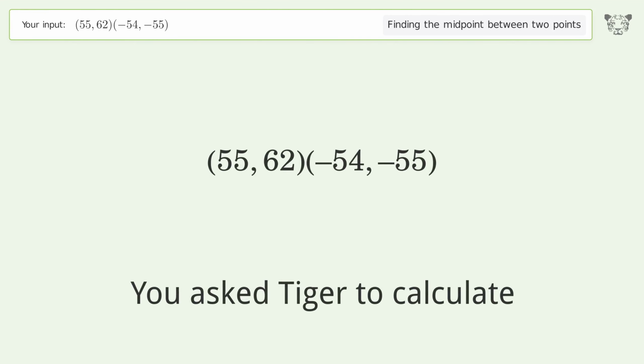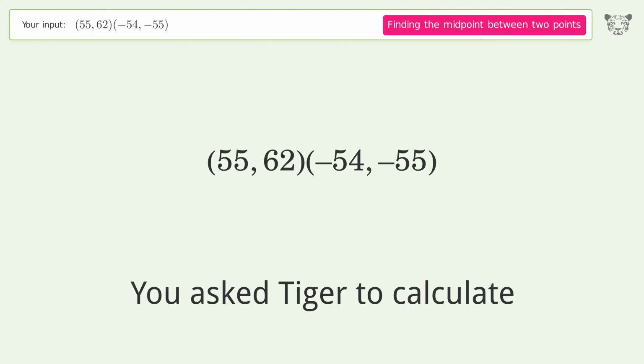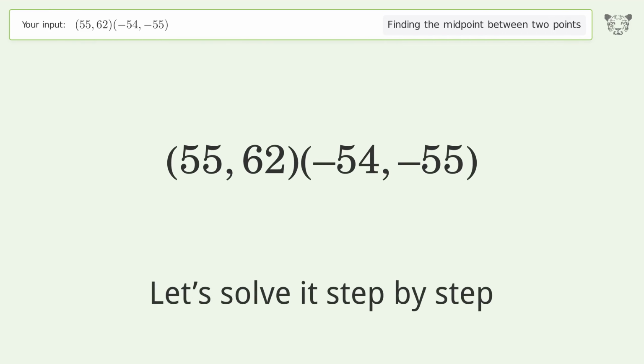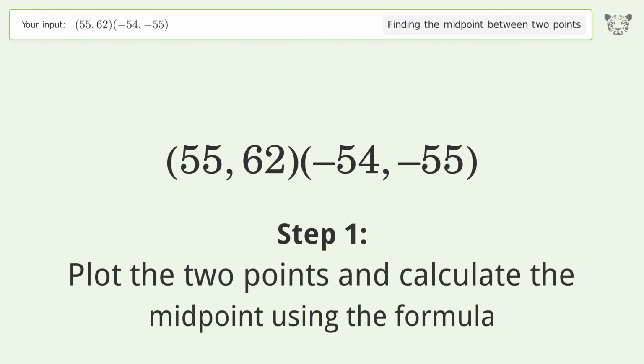You ask Tiger to calculate. This deals with finding the midpoint between 2 points. The midpoint between the 2 points is 0.5, 3.5. Let's solve it step by step. Plot the 2 points and calculate the midpoint using the formula.